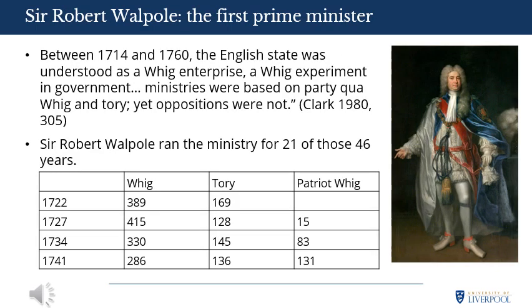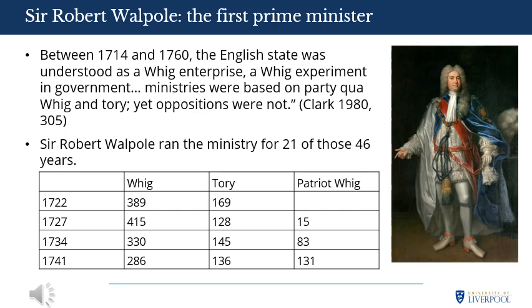So regardless of whether the Tories were a party or not, and I think they were, the ministry was always run by Whigs. Under George I and George II, 46 years between them, for 21 of those 46 years the ministry was run by one man, Sir Robert Walpole.